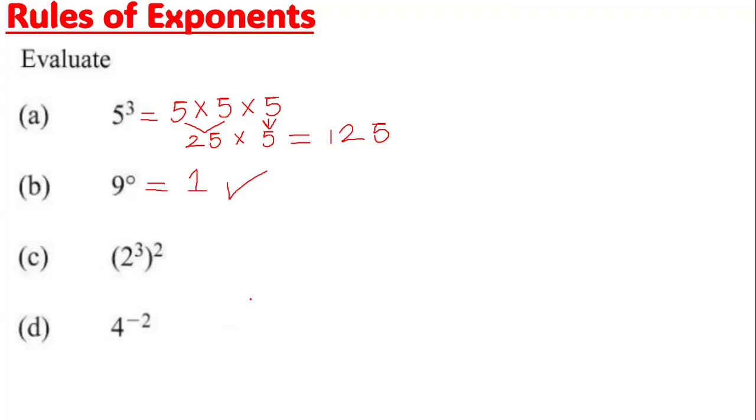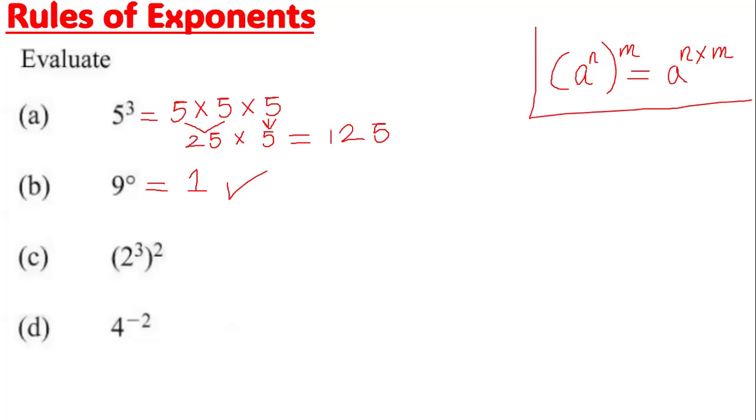So the rule states, you could use this rule or not. I don't know if y'all know this rule, but the rule states that if I have a number A to the power of n, all raised to the power of m, my answer is going to be equal to A to the power of n times m. Okay? Genesis, don't act like you knew this, please.